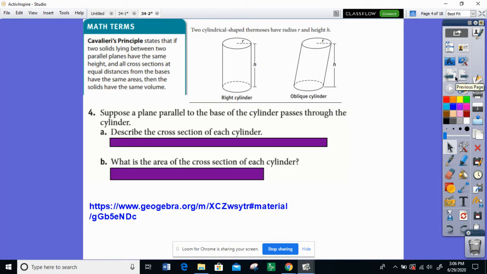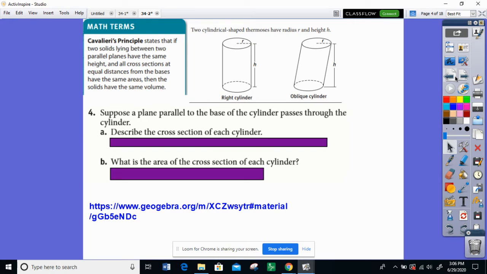So now we're going to talk about Cavalieri's Principle. Cavalieri's Principle states that if two solids lying between two parallel planes have the same height and all cross sections at equal distances from the bases have the same areas, then the solids have the same volume.